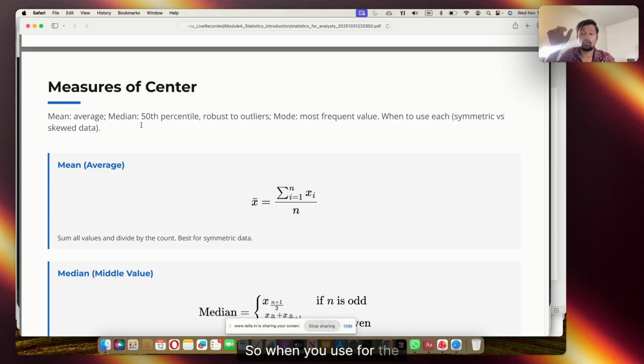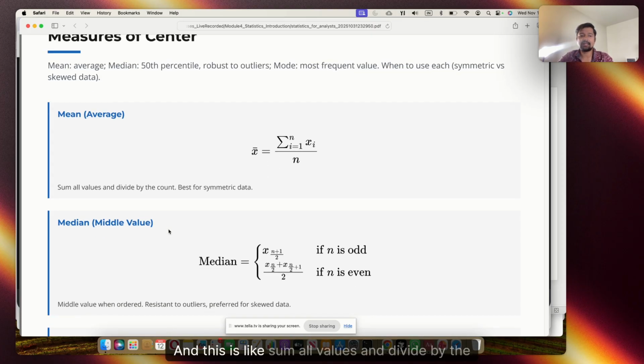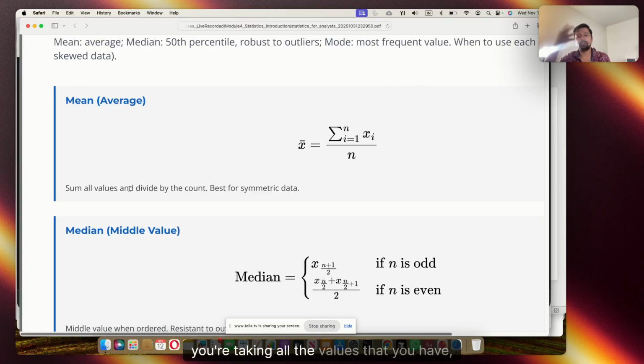When you work with symmetric or skewed data, you can choose which central value to use. For instance, the mean is the average: you sum all the values and divide by the count. This is the simple rule for the mean. You take all the values you have, make the count, and divide by the total number of instances in the data. This is best when you are working with symmetric data sets.